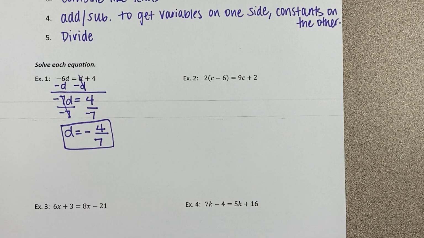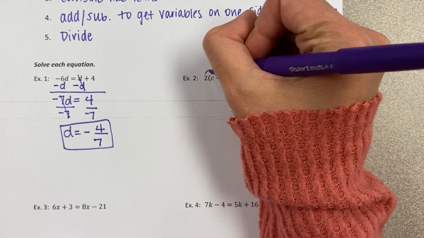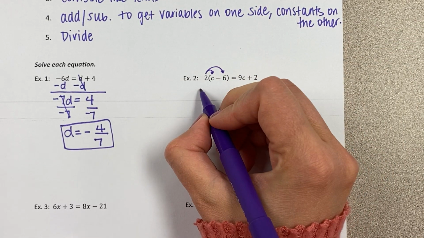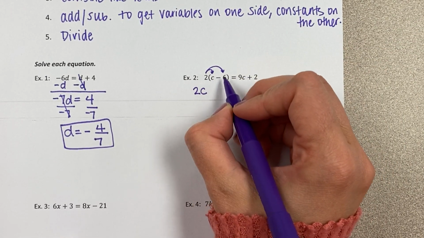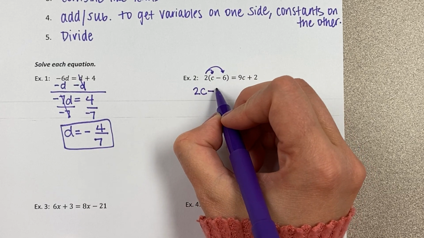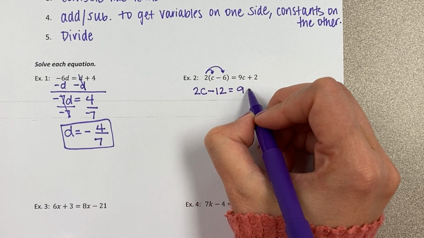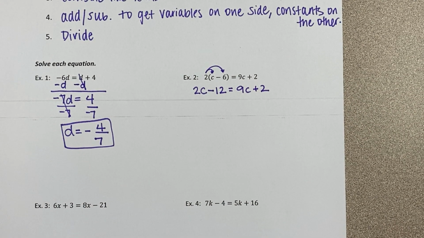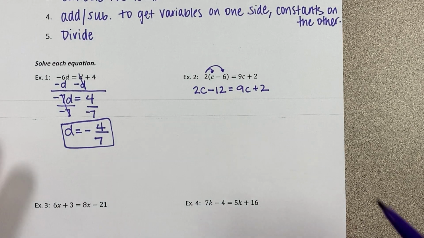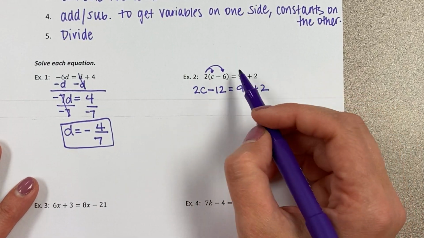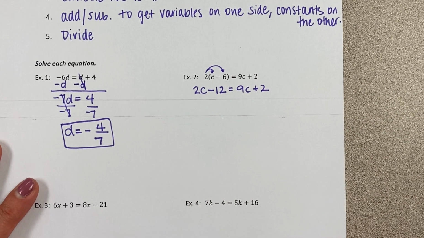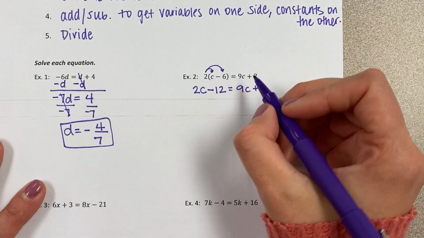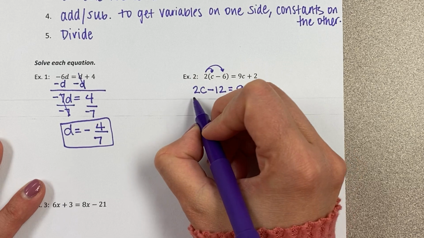All right, example 2. Looks like we have parentheses here. So for the first thing, I'm going to distribute. So we get 2c, 2 times negative 6 is negative 12. Rewrite the rest of the equation. No fractions to clear, no like terms, so we want to move the variables to one side. It doesn't matter which one you move. I like to keep my variables on the left side, so I just typically do that. So I'm going to subtract 9c from both sides.